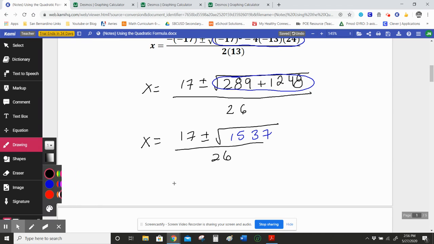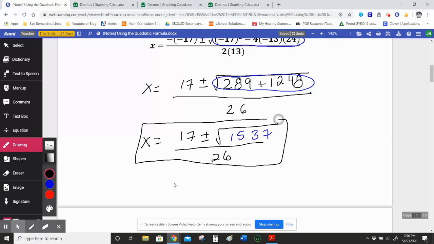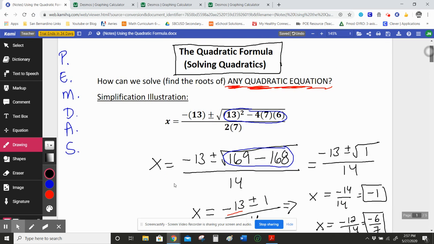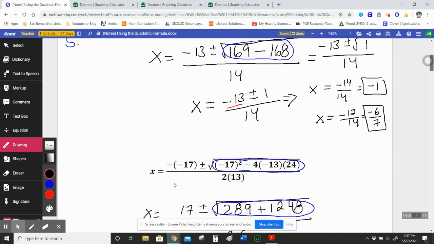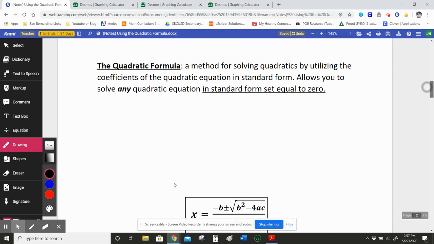So the two answers are x is equal to 17 plus or minus the square root of 1537 divided by 26. So if we plug that into the calculator, take the square root of 1537, add 17, and then divide it by 26, we get one answer. And then if we take the square root of 1537, and then take 17 minus that, and then divide it by 26, we get our other answer. But the point of this is the hard part about simplifying using the quadratic formula. Now we're going to be doing some real examples that you could actually verify.